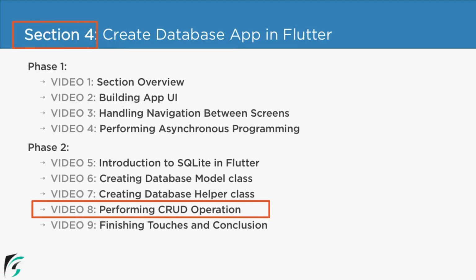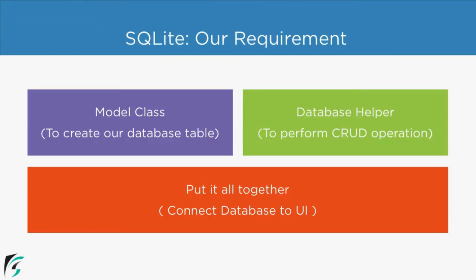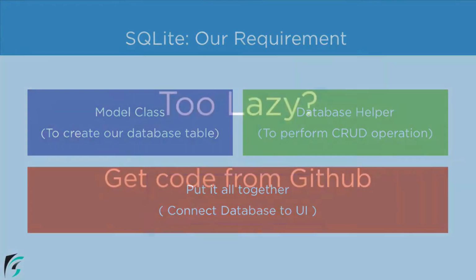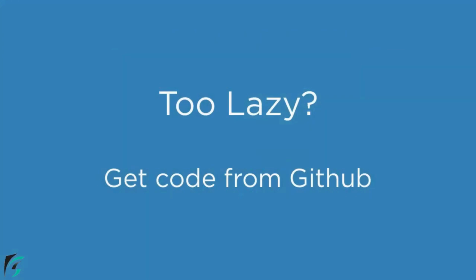We are about to check out the 8th video of this section. So far we have completed implementing our model class as well as the database helper class. So now it is time to connect our database to our user interface and see our application in action. This video will be a pretty long video because I am going to complete my application and make it completely functional. So at any point of time, if you face any difficulty, then please get the source code from GitHub.